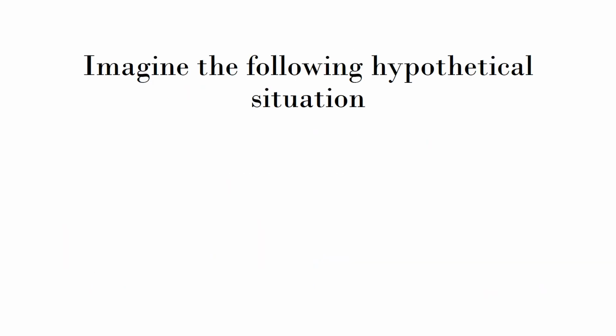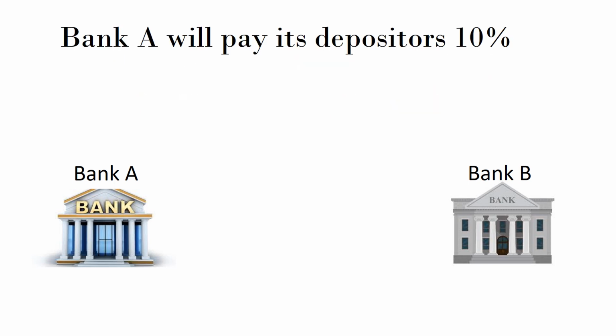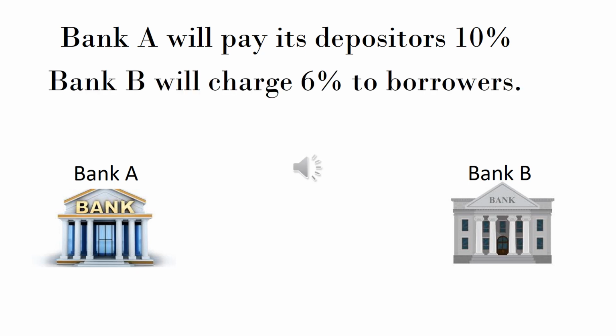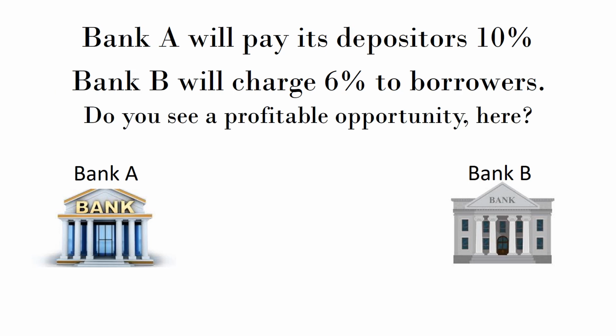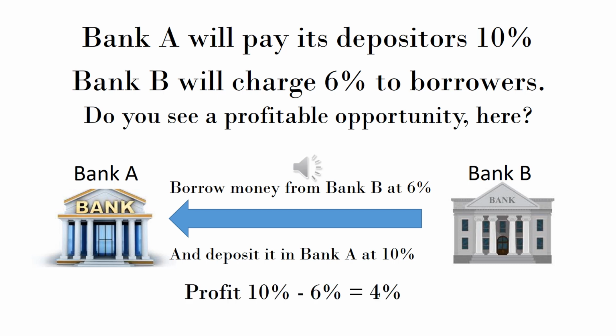Imagine the following hypothetical situation. There are two banks. We'll call them Bank A and Bank B. Bank A will pay its depositors 10%, and Bank B will charge 6% to borrowers. Do you see a profitable opportunity here? You could simply borrow money from Bank B at 6%, deposit it into Bank A at 10%, and your profit would be 4%.